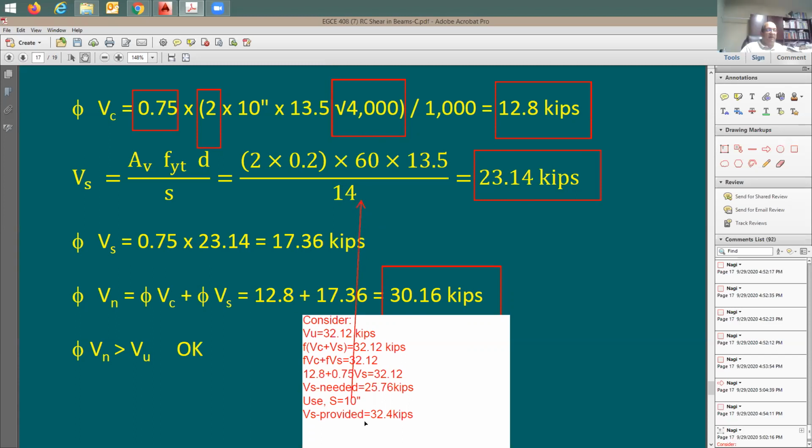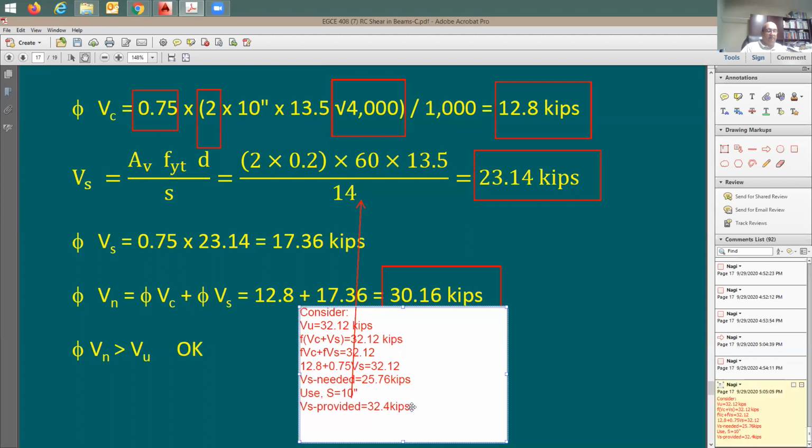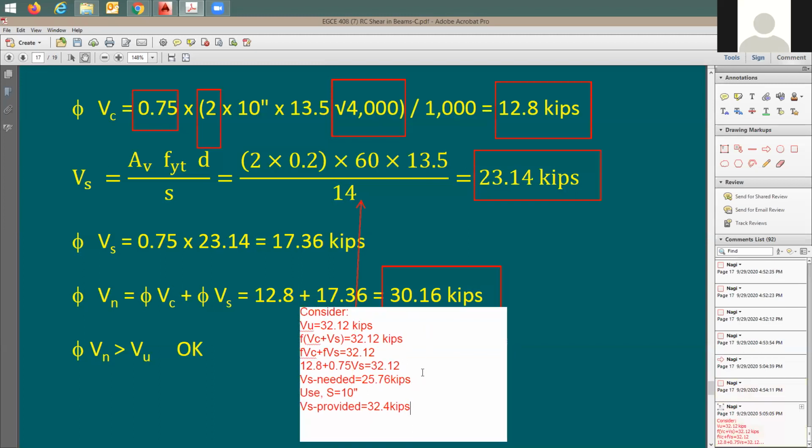And then what happened? Your shear strength provided by the stirrups is going to be 32. What number do you compare this to? The 32.12? Or do you compare the 32 with the 25.76? Oh, sorry, yes, with the 25.76. But this seems to be a lot now. It's much larger than this. So what other spacing would you like to try? Or do you feel that this is good enough?